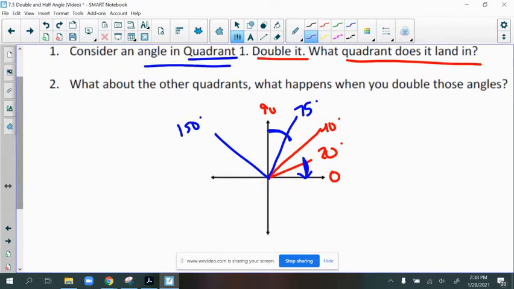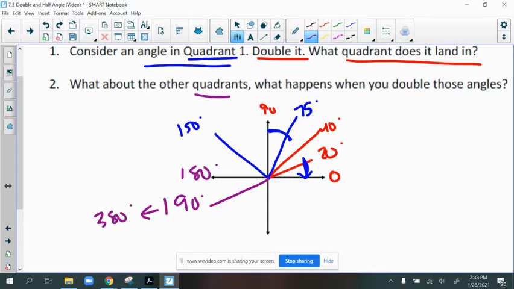The same thing happens in other quadrants. If you pick a number in quadrant 3, say 190, which is just over the 180 mark, and I double that, now I'm at 380, which puts me in quadrant 1 because this would be 360. But if I took an angle closer to the 270 mark, let's say 260, and I double that, now I'm at 520, which is quadrant 2. So you are getting a bigger interval.